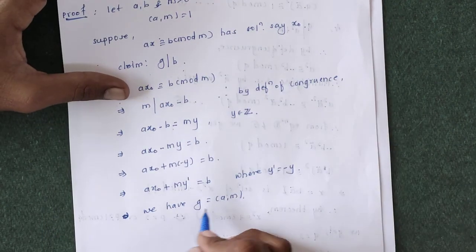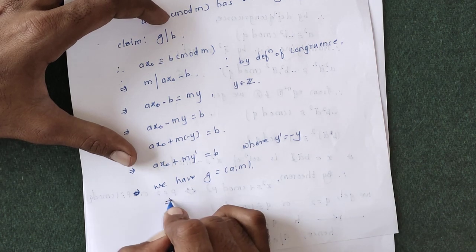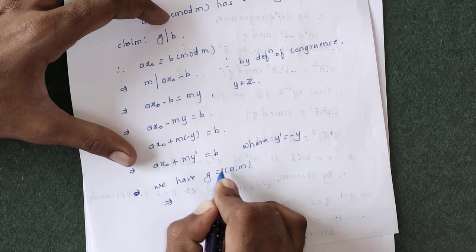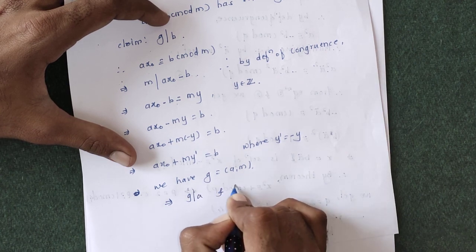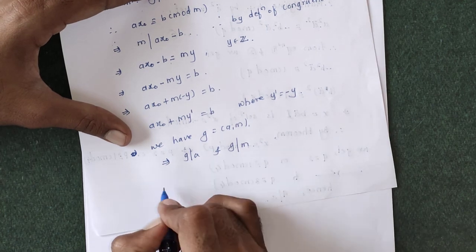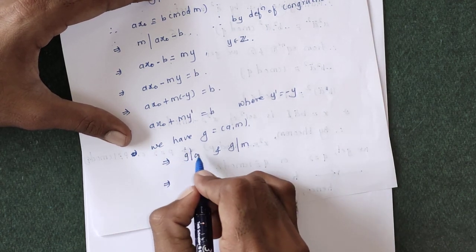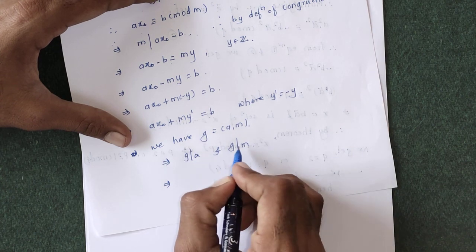So we can write G is equal to GCD of A and M. By using the definition of GCD, we can write G divides A and G divides M. Now we can use the result: A divides B and A divides C, then A divides Bx plus Cy.